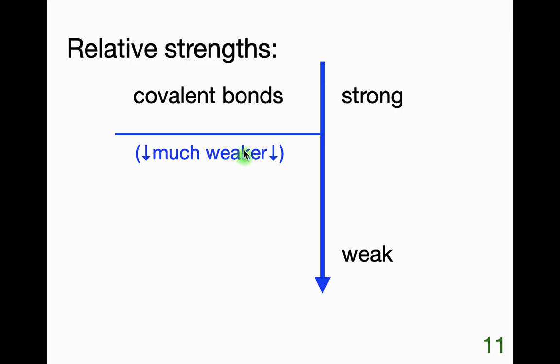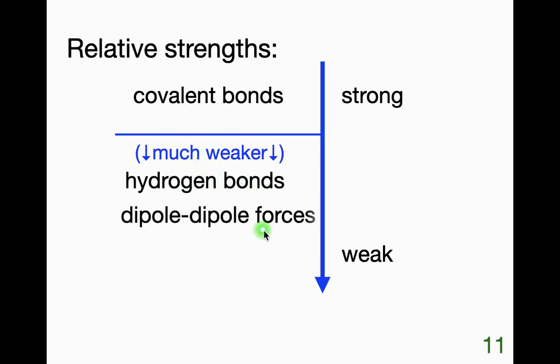Okay, so covalent bonds are strong, and as we go down here, the next would be hydrogen bonds, again, much weaker than covalent bonds, and then dipole-dipole forces, and then the weakest of all, dispersion forces.